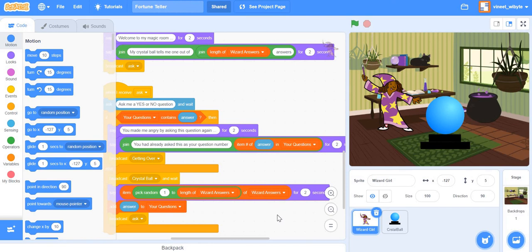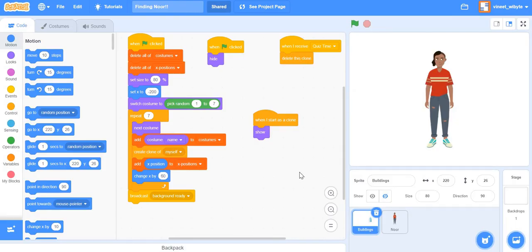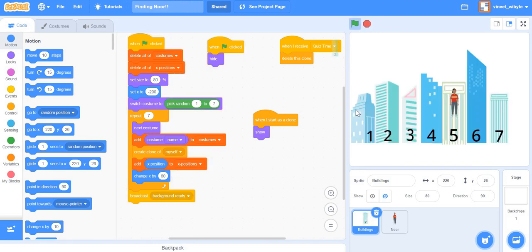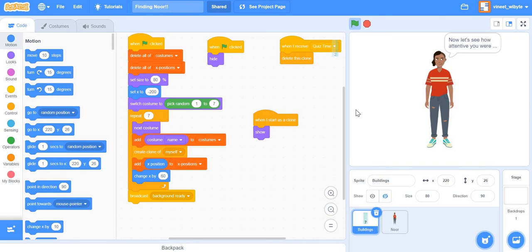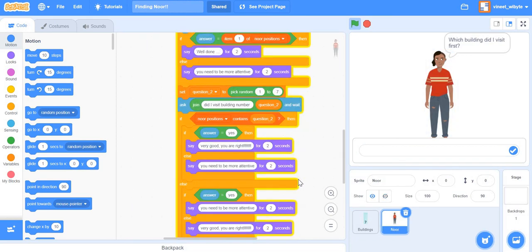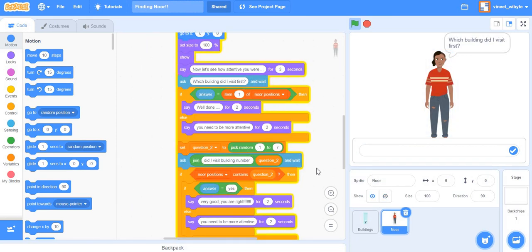So that's the usage of item and item number in the fortune teller game. Let's also look at it in the memory game, right? It's also interesting. Now, memory game here, the idea is that this Noor goes to multiple locations, and this gets stored in a list, and from there it asks questions, right? So when Noor asks the question, which building did I visit first, right? So here we use item, right? Because Noor visited these buildings which are all inside Noor positions, right? So the first item of that list is really the building that Noor visited first, because remember that's what Noor is interested in. Which building did I visit first?